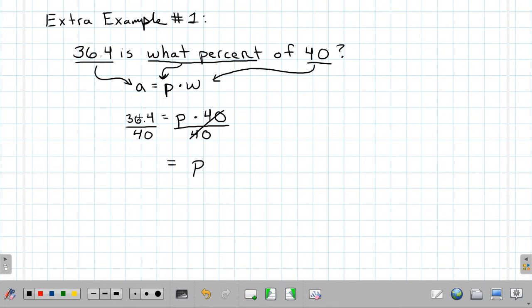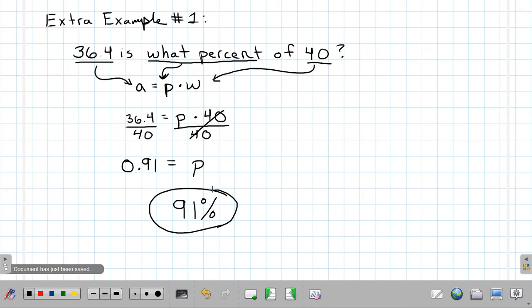And then once again, another one that you probably can't do in your head. So if you need to plug into your calculator, 36.4 divided by 40, we get 0.91. So in this case, 0.91 is actually 91%. So 36.4 is 91% of the number 40. Okay, so let's go on to the next example.